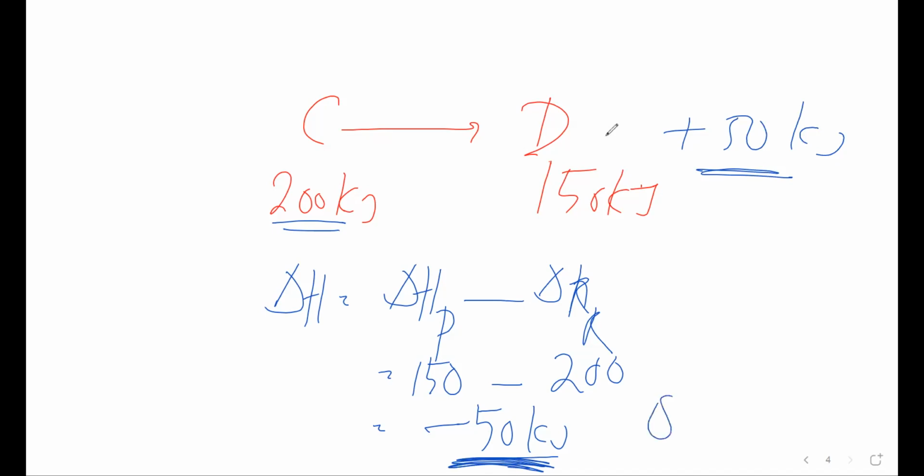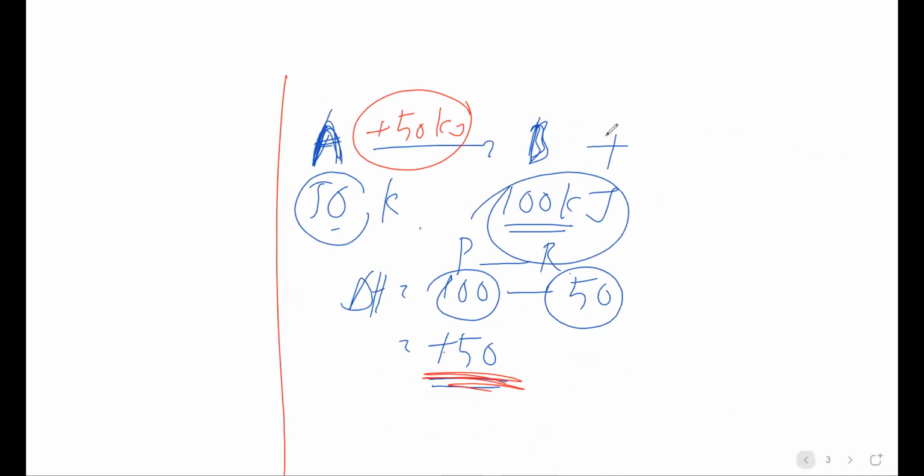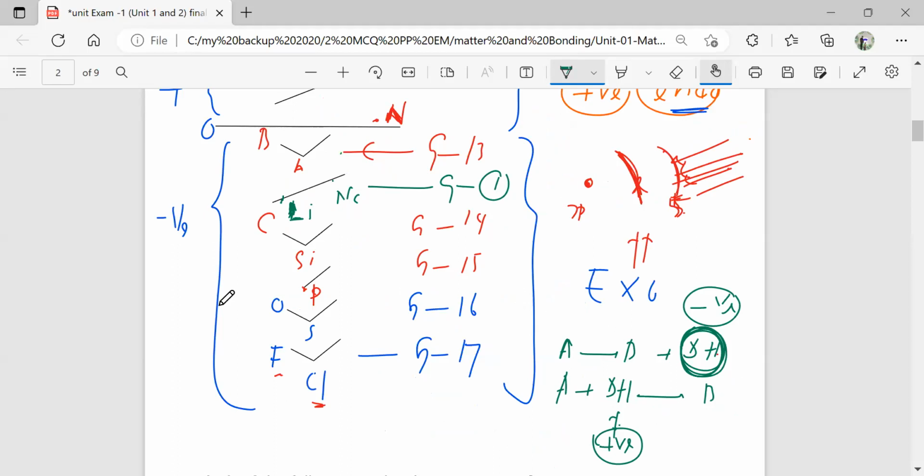This one we call an exothermic reaction. This particular positive value we call endothermic. This is how the positive and negative values come. If you have any issues, you can speak. We spent a lot of time here. For group 1, the value is negative.